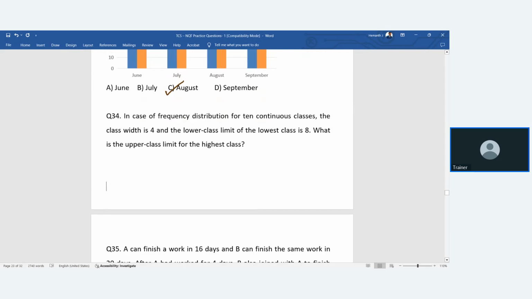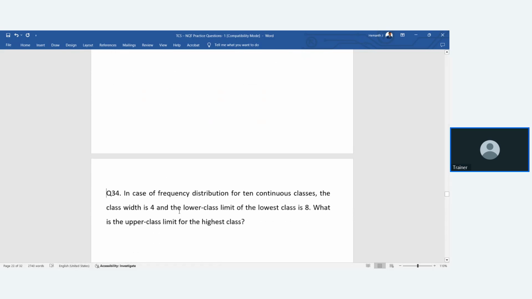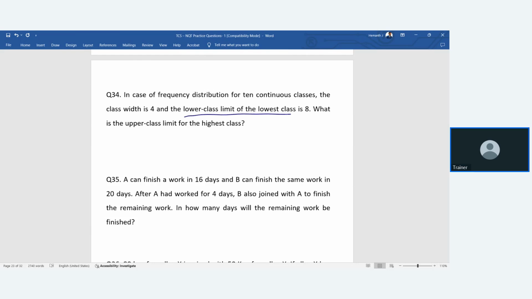In case of frequency distribution for 10 continuous classes, this is regarding statistics, my dear friend. The class width is 4 and the lower class limit of the lowest class is 8. So we have a class, let's say A and B is a class interval. This is the lower limit, this is the upper limit of one class. So they said the lowest class lower limit is 8 and class width is 4, means 8 to 12.